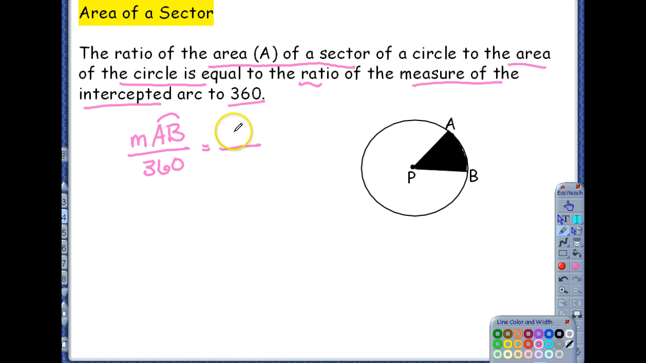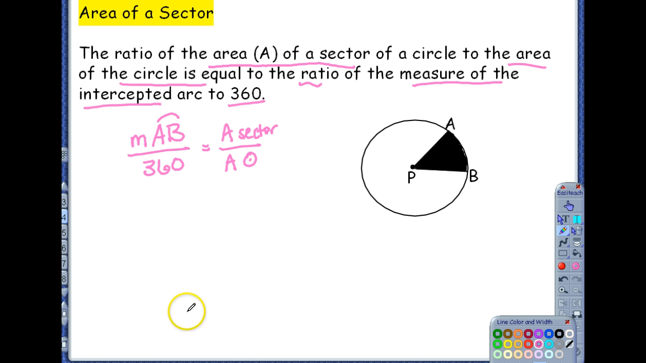But in this case, we're looking at areas, not circumference. Before we did the arc length compared to the whole circumference. Now we're going to do the area of this sector compared to the area of the entire circle. Okay, so I'm going to just say area. In fact, I'm just going to use a big A for area. So area of sector compared to the area of the circle.